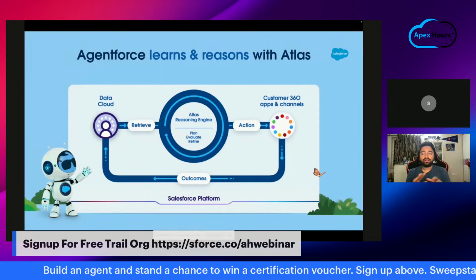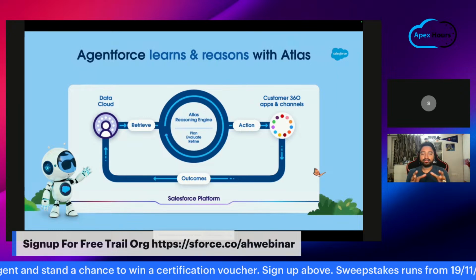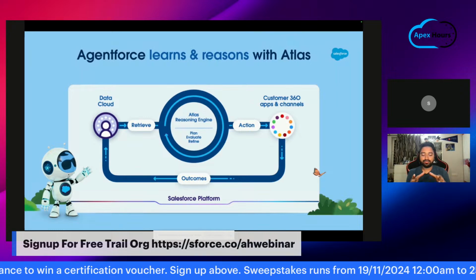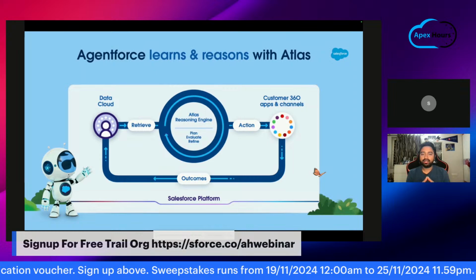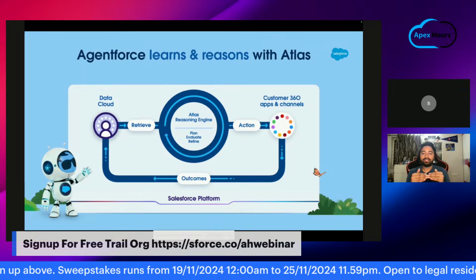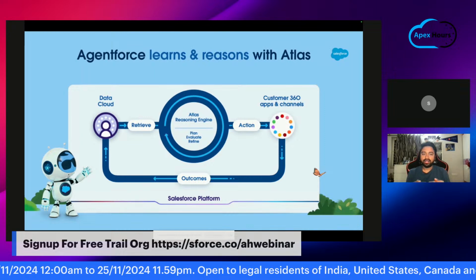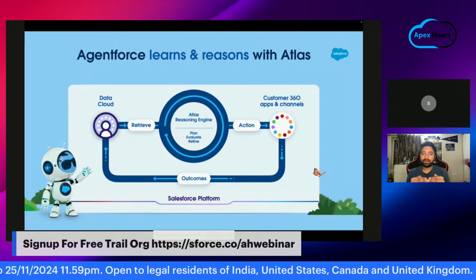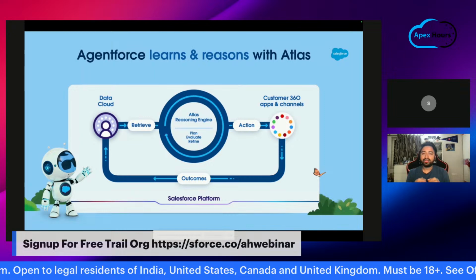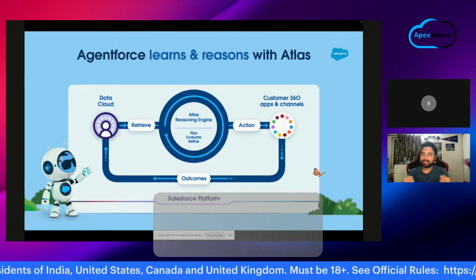Now, how does all of this happen? Again, there is a reasoning engine sitting behind Agentforce. What this reasoning engine does is it looks at the question, it tries to understand what the user is asking for, and then it knows what it is capable of.